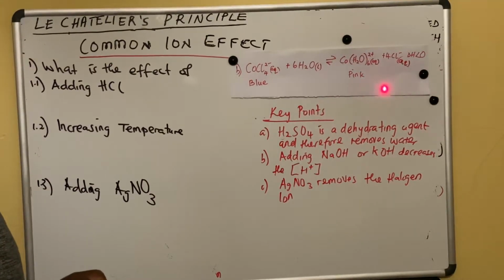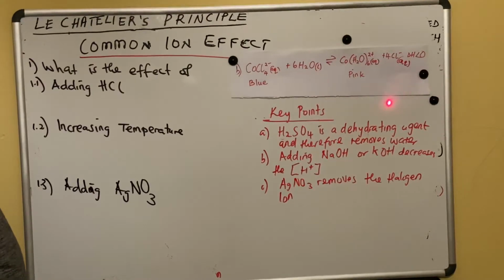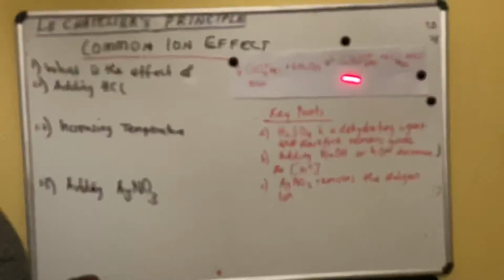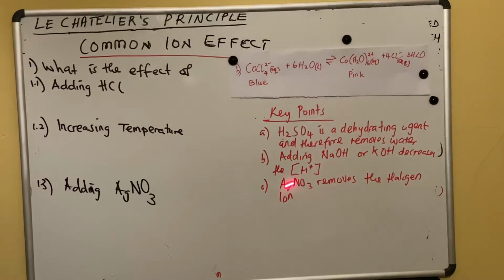So what we are going to be observing as we do this experimental demonstration is that there will be color changes. When we cause a disturbance, we are going to observe a color change. We call it the common ion effect because we have common ions. We have chloride ions on the right, we have chloride ions also on the left, although they are combined with the cobalt. So let us explain what happens now.